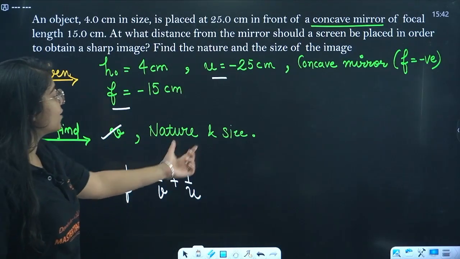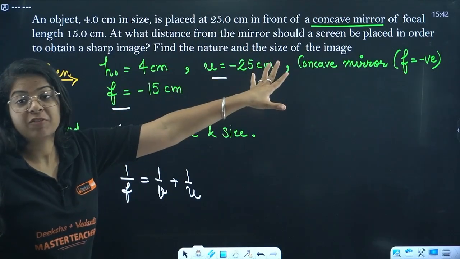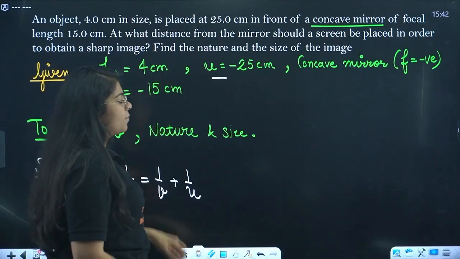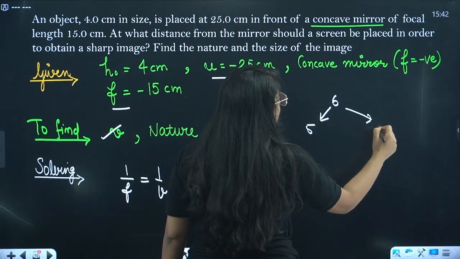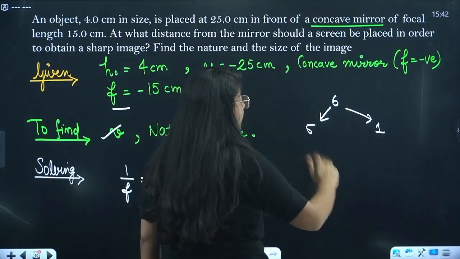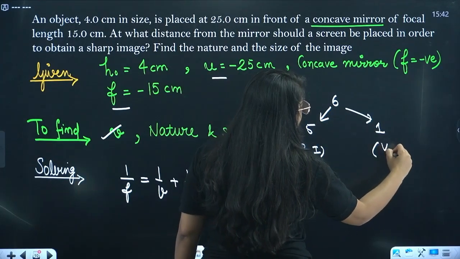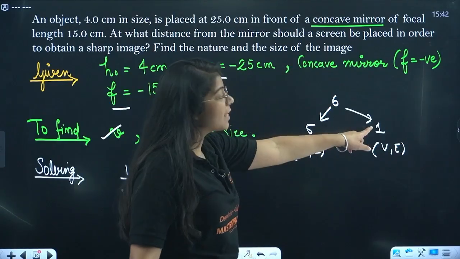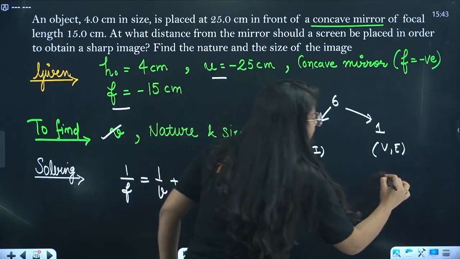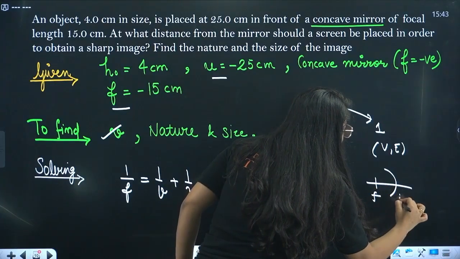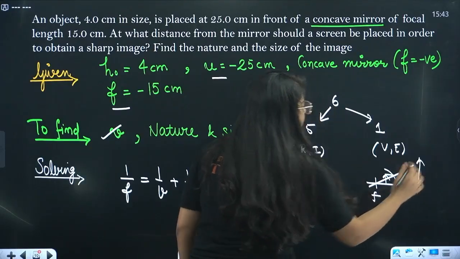We want to find the nature and size. See beta, it's a concave mirror, so if you want to use a little bit of brain: in a concave mirror we have 6 cases. 5 cases are normal ones and 1 case is a stupid case. In these 5 cases my image is real and inverted. In this 1 case my image is virtual and erect. This case is formed when u is less than focal length, when my object is placed between focus and pole. Then only the image is virtual and erect.